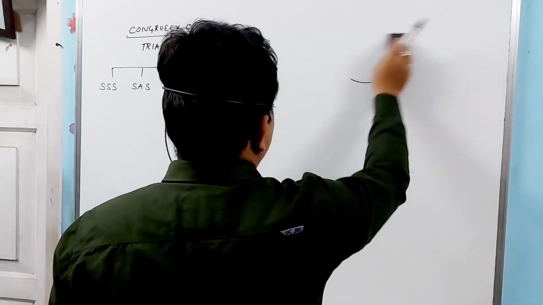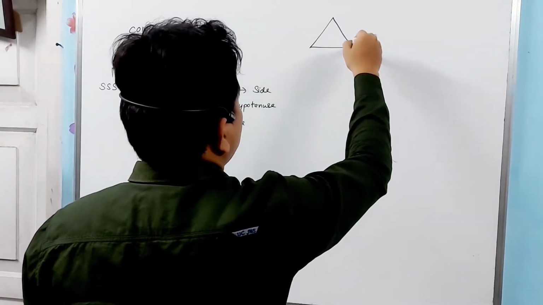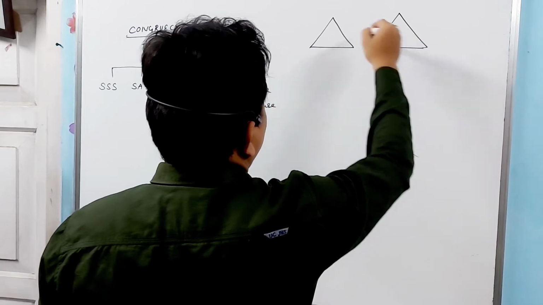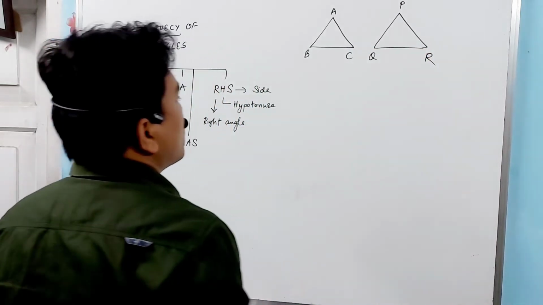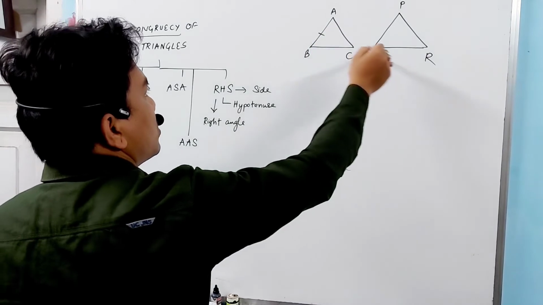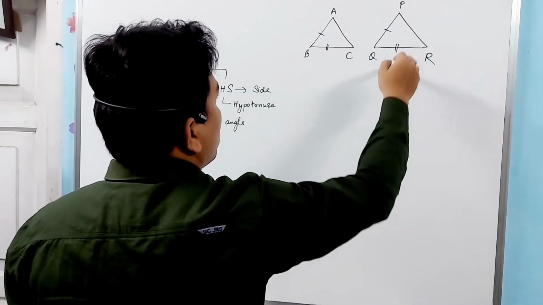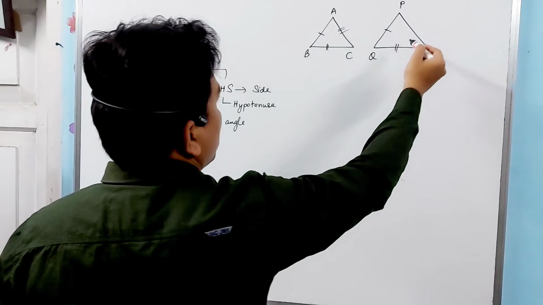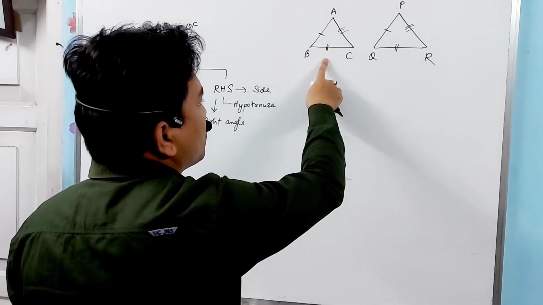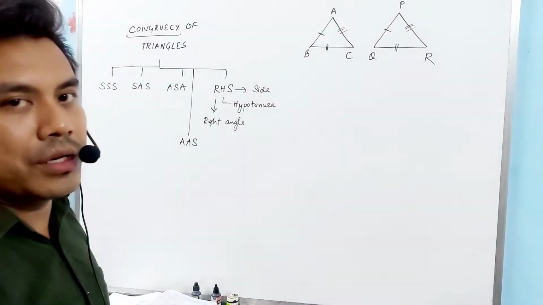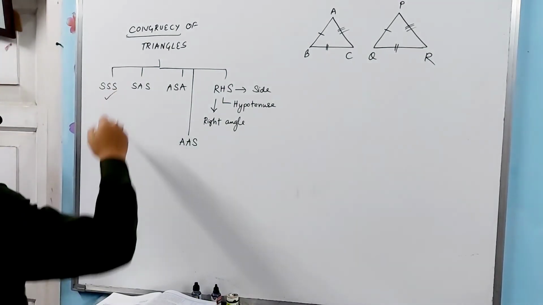So when will we say that two triangles are congruent by SSS? For example, if I give one triangle in this way and the other triangle also, ABC and PQR. Now, if you are given that AB is equal to PQ, side BC is equal to side QR, and side AC is equal to side PR, then since each and every side of this triangle is equal to a side of the other triangle, we will say that both the triangles are congruent according to SSS.